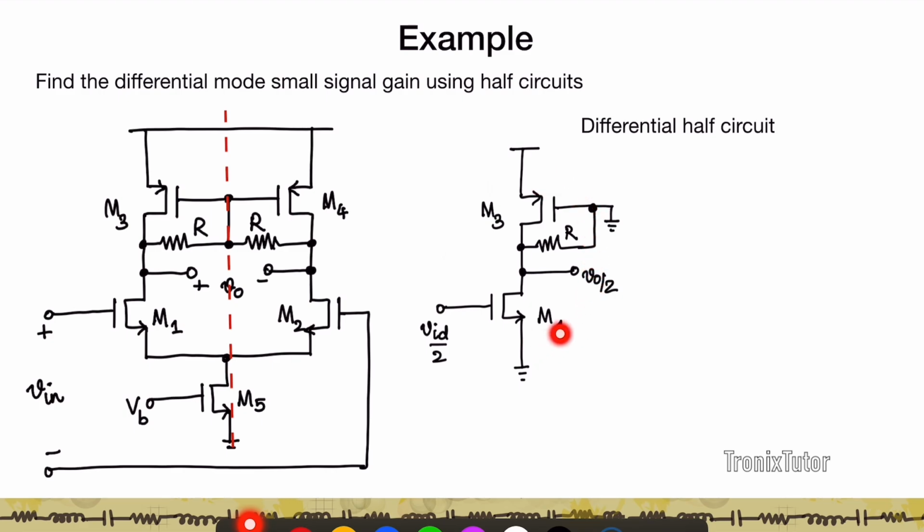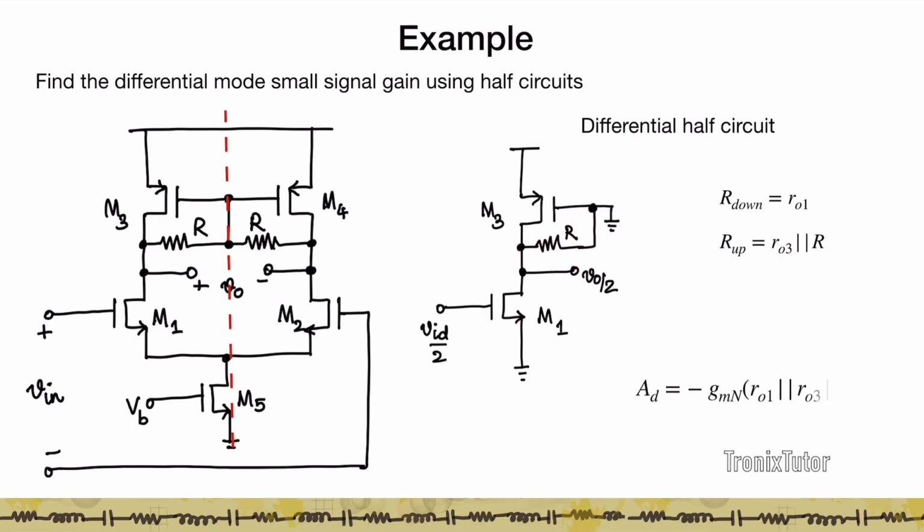So I'm left with this half circuit. Again, this is something you know, because this looks like an NMOS transistor with a PMOS load. So the gain can be given by minus GM into the total load at the output. If I'm standing at the output node, my R down is given by RO1. My R up is going to be given by RO3 from the drain of M3 and R from the drain to gate connection. And so I get the differential gain to be minus GMN into RO1 parallel RO3 parallel R. So all the information about this circuit can be derived from doing this half circuit.